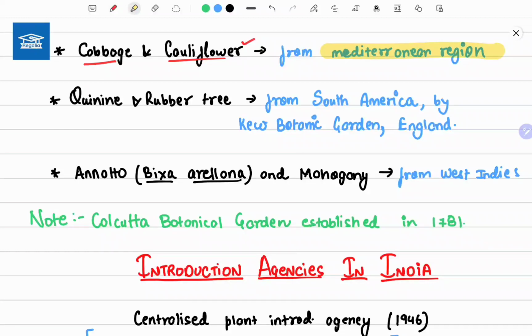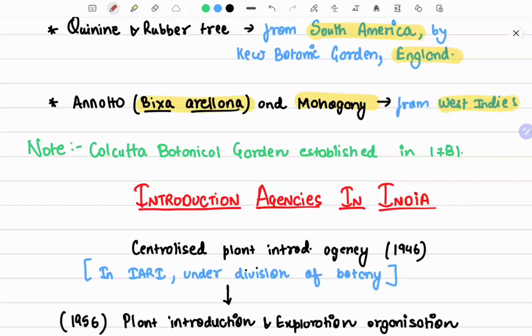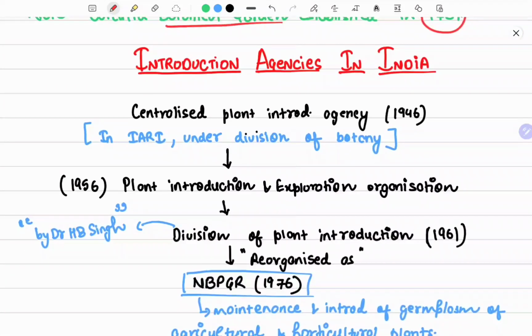Now quinine and rubber tree were brought from South America by the Kew Botanic Garden in England. Annatto, scientific name Bixa orellana, and mahogany are tree species, and they were brought from West Indies into India. So all these were brought into India from various countries, and you should learn them. Here's a small note. Calcutta Botanical Garden was established in 1781. It may or may not be asked in the examinations, so it's your wish whether to learn it. Introduction agencies in India.